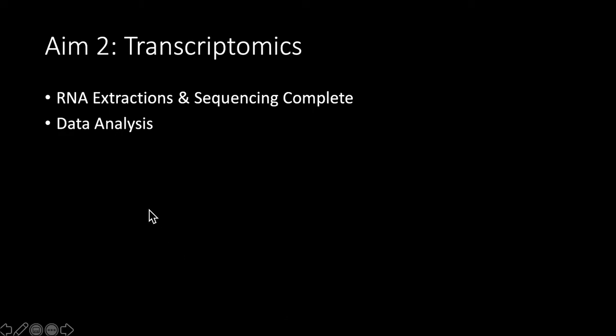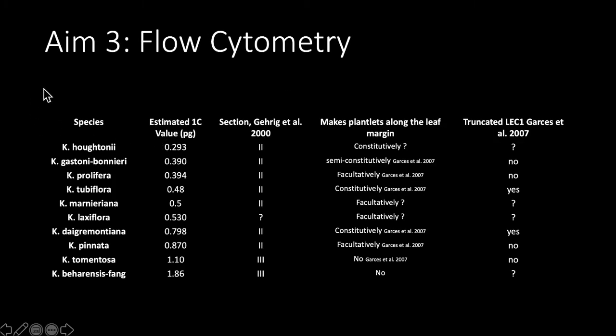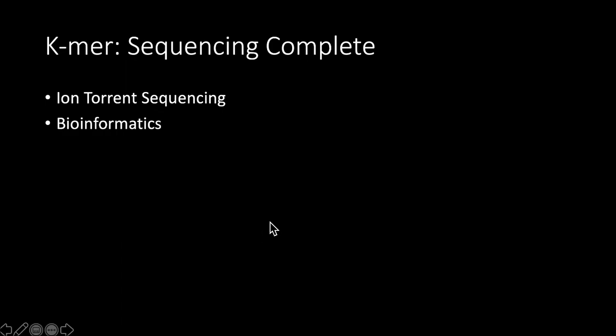For the transcriptomics portion, or aim 2, the RNA extractions are complete, as well as the sequencing, and all that remains is the data analysis. With aim 3, the flow cytometry is complete. These are the associated genome sizes estimated through flow cytometry for each of the species, the majority of them falling into Section 2, with some of them falling into Section 3, and a categorization still unknown for one particular species. The sequencing for k-mer counting is also complete using the Ion Torrent sequencing platform, and bioinformatics still remains for this particular experiment.